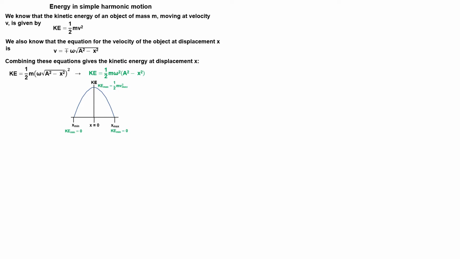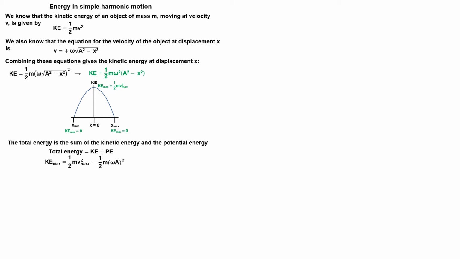Conservation of energy provides a simple method of finding an expression for the potential energy of an object undergoing simple harmonic motion as a function of position. The total energy is the sum of the kinetic energy and the potential energy. The total energy must be constant and equals the maximum kinetic energy. We can rewrite the total energy as total energy is equal to kinetic energy plus potential energy. The potential energy at any position will be the difference between the total energy and the kinetic energy.